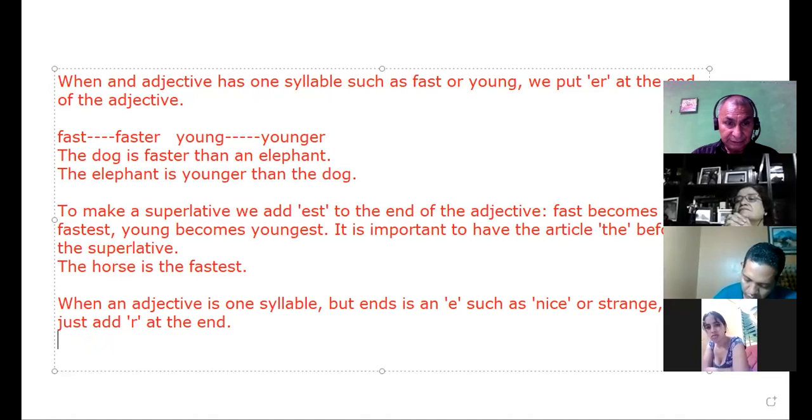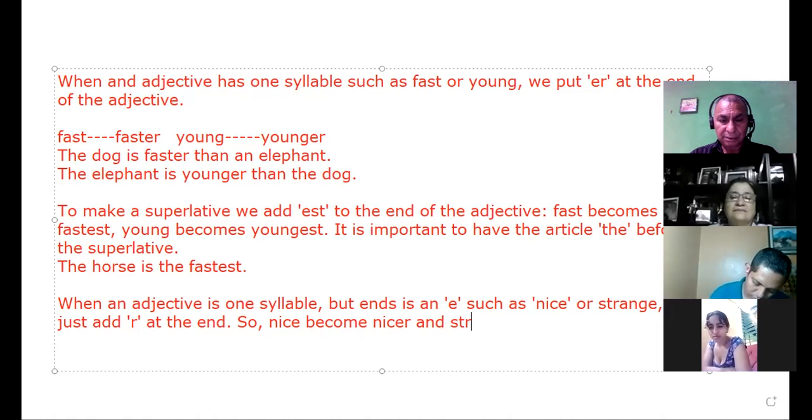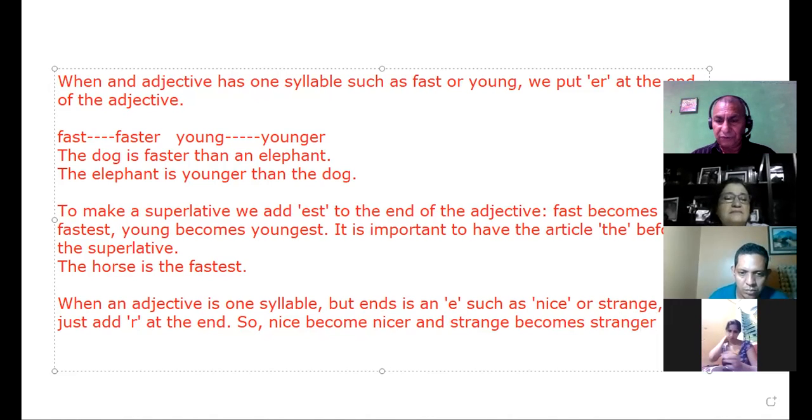So nice becomes what? Nicer, right? And strange becomes what? Stranger. Yeah, stranger. It's very straightforward, right? Once you know the rule, it's straightforward. All you have to do is add the R at the end. Otherwise, you're going to be adding the ER, and that's not correct.